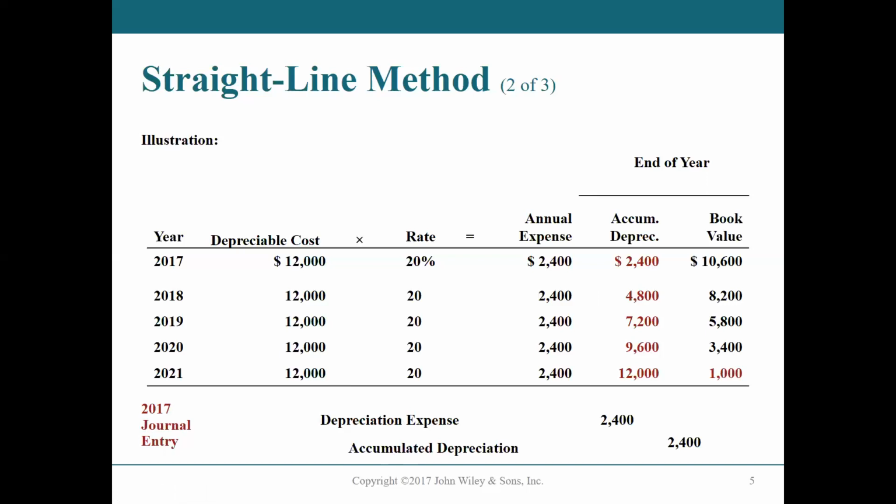So we always start the next year with the cost. We don't use the book value. Say for example 2018, we don't start with 8,200. Nope. Start with 12,000. Yep. Because this is straight line depreciation. What that means is we're going to depreciate the same amount each year, which is always 1/5 of the depreciable cost for a 5-year asset.